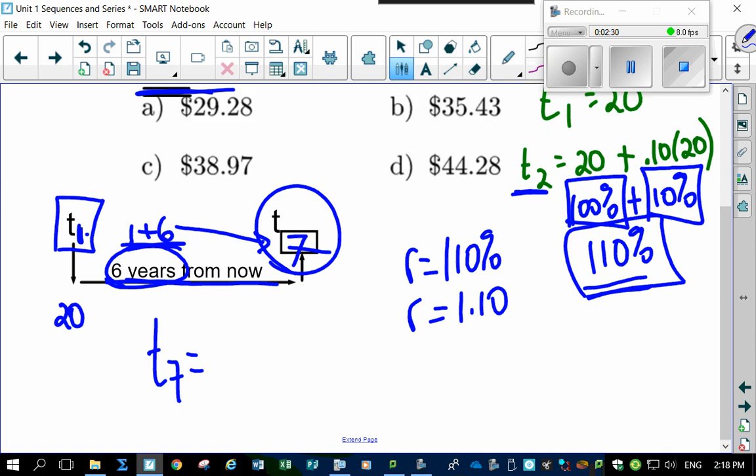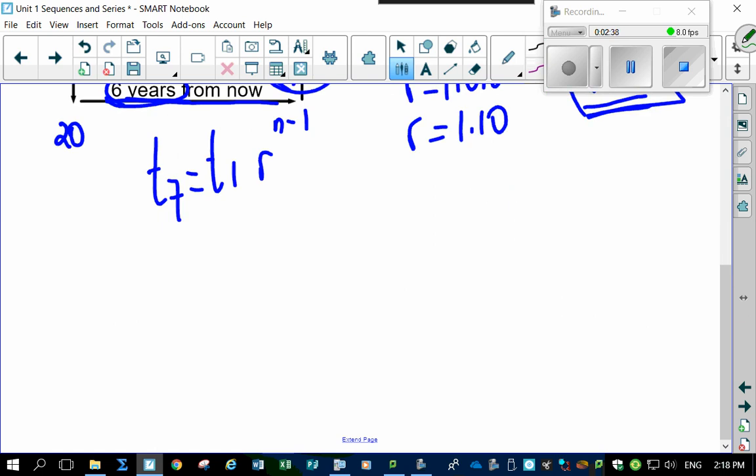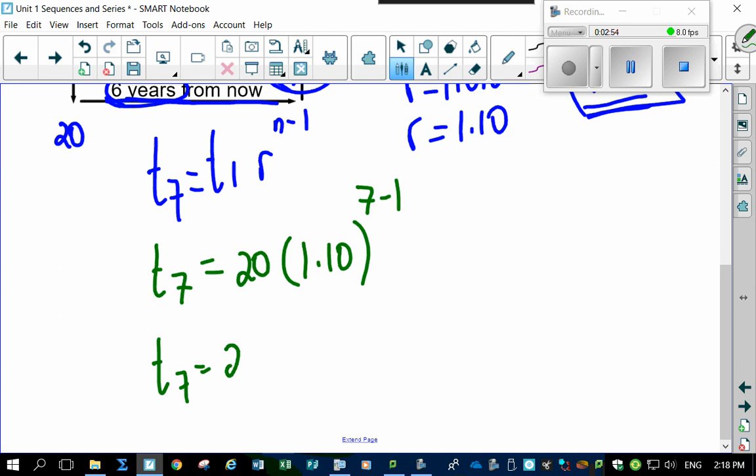Well, that's no problem because you have a formula: T1 times r to the n minus 1. Aha! So let's put some numbers in. Find me T7, after 6 years, right? T1 was 20 bucks. The ratio is 1.10 to the power of 7 minus 1. All right, so T7 works out to be 20 times 1.10 to the 6.